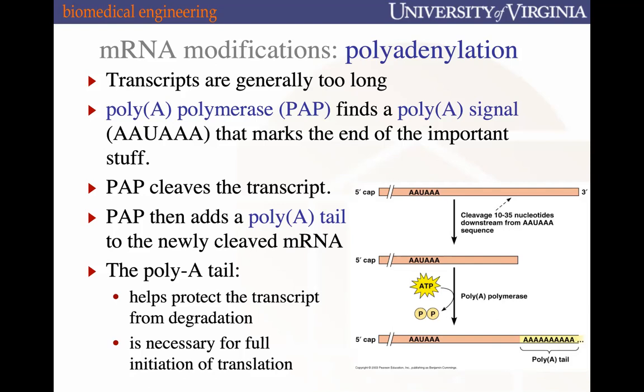It's a signal during the handling of this mRNA that this is the end of the important nucleotides that encode what's really important. In addition to that, it's also a site that is targeted by poly-A polymerase, or PAP. So what ends up happening is that at this site where we have this conserved sequence AAUAAA, it'll cleave the transcript there, and then it'll add a poly-A tail, a lot of adenine nucleotides to the end of that transcript.